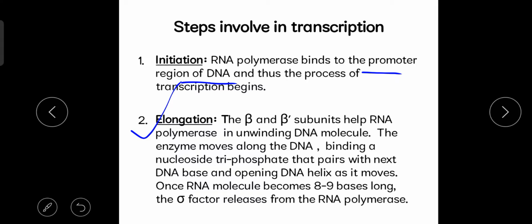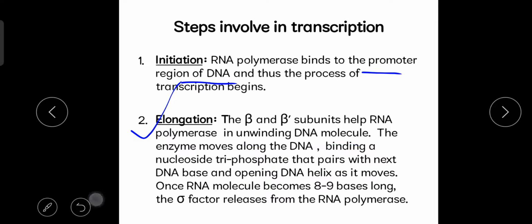Here see, the beta and beta prime subunit of RNA polymerase helps in unwinding DNA molecule. Unwinding means it helps in the opening of this DNA molecule, because all the DNA molecules are found intact, that means these are held together with the help of the hydrogen bonds. That means all these hydrogen bonds present between the two strands of DNA are unwound or open up with the help of the beta and beta prime subunit of the RNA polymerase enzyme.